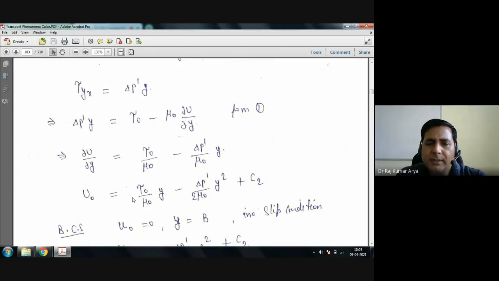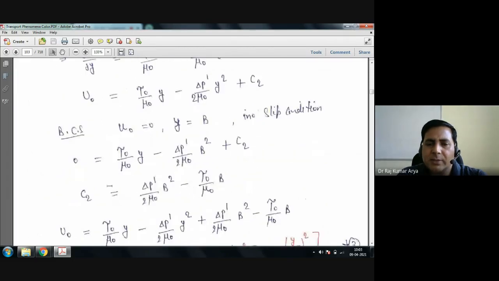Now, after that, you have a boundary condition. What will be the boundary condition? At the wall, you have the no slip condition. At y equal to b, or you can say plus minus b, your u is 0 because you are at the wall. So you apply the no slip condition. Fine. Applying that, putting this condition here, you can estimate the value for the constant C2. Substitute that, this is your C2 expression. Fine.